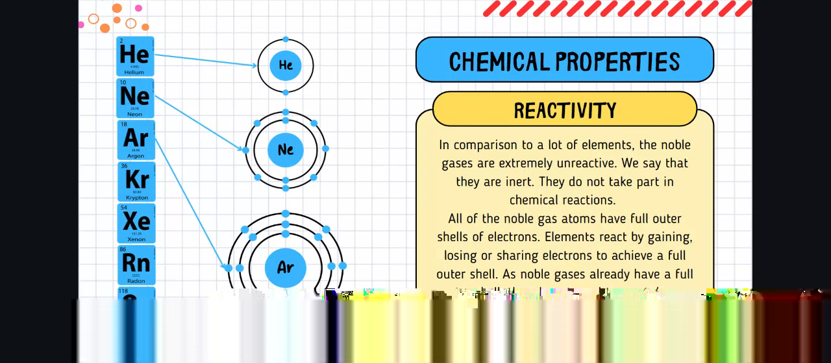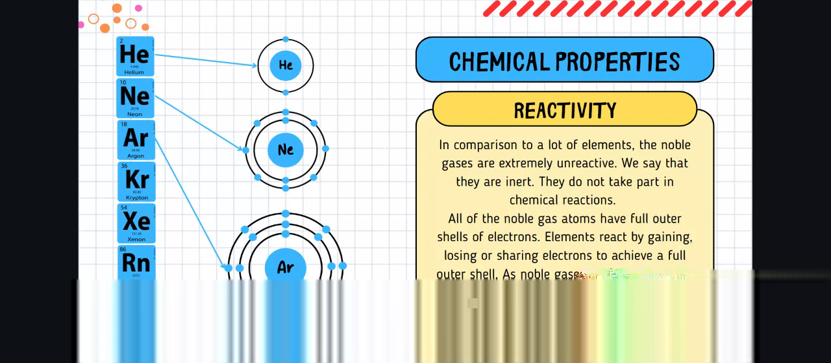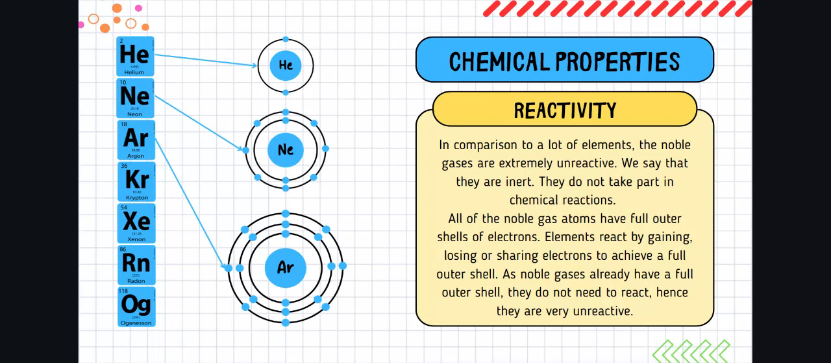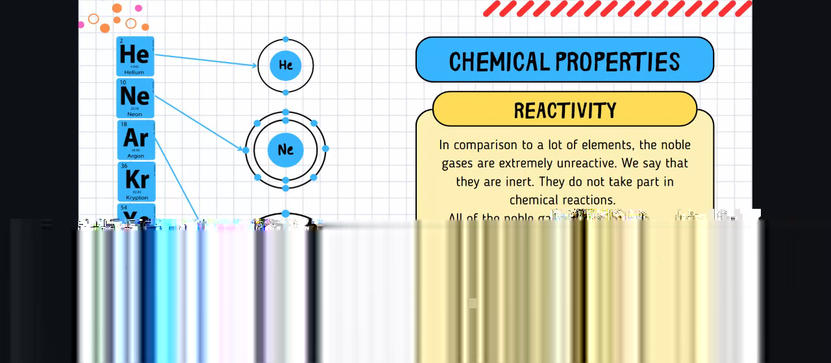This is because all noble gas atoms, like helium, neon, and argon, for example, have a full outer shell of electrons. This means that their valence shells are completely filled, meaning that they would not need to lose or gain an electron because they already have a full outer shell. In fact, elements only react because they want to achieve a full outer shell, and since these elements already have a full outer shell, they do not need to react. Hence, they are extremely unreactive.